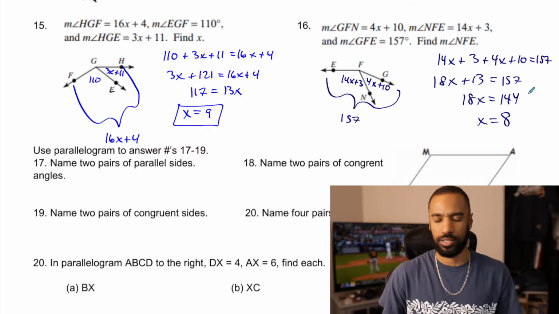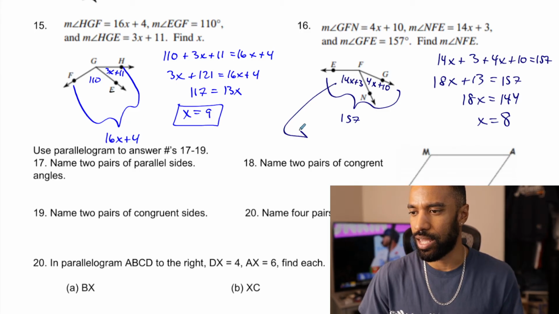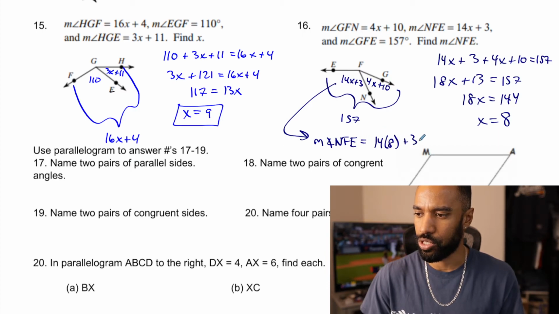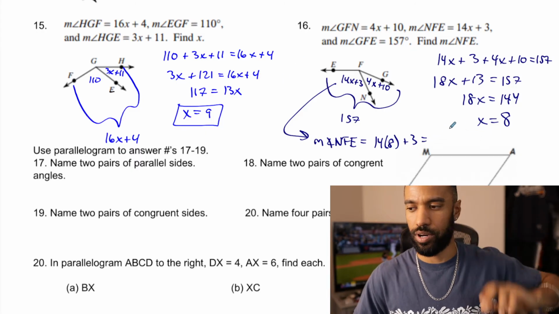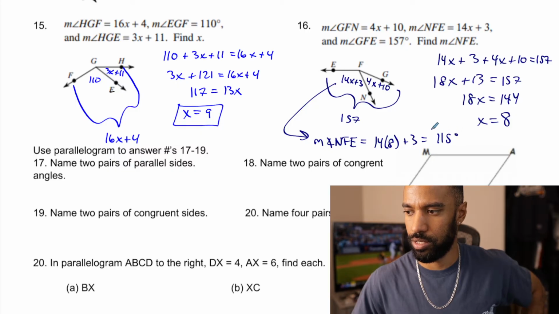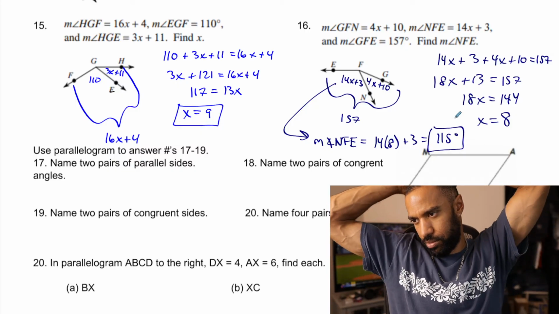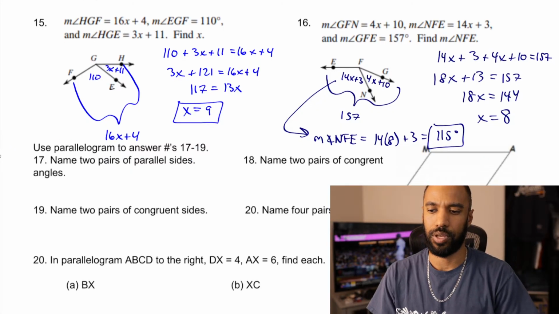I added incorrectly to something. Anyway, it's 8. So we take the 8 and substitute it in to measure of angle NFE's expression. 14 times 8 plus 3 is 14 times 8, 112 plus 3 is 115, I think. Yes, it does. Okay.